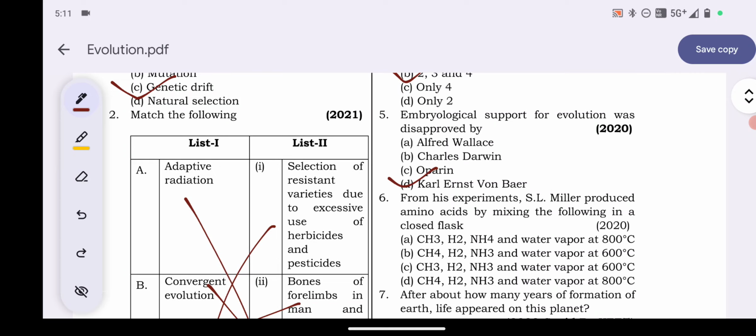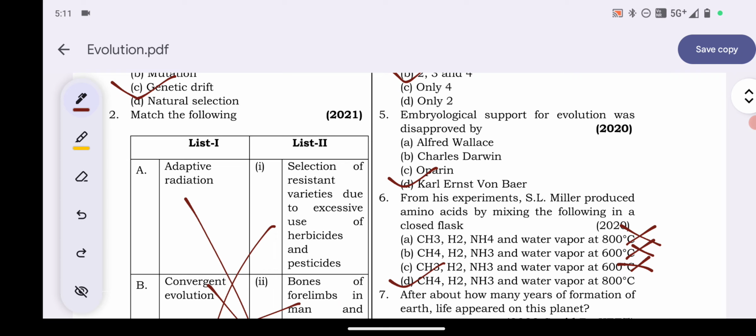Question number 6. In which experiment did S.L. Miller produce amino acids by mixing the following in a closed flask? So what are the things S.L. Miller mixed in a closed flask? Option A, methane, hydrogen, ammonia and water vapor at 800 degrees Celsius. Second, the first is not an option, the second, 600, is wrong, 600 is wrong, so here option D will be correct.